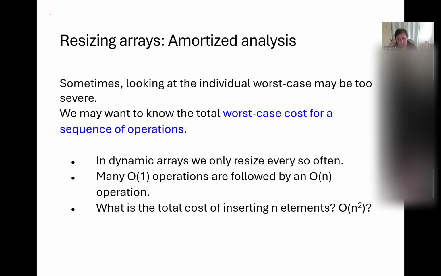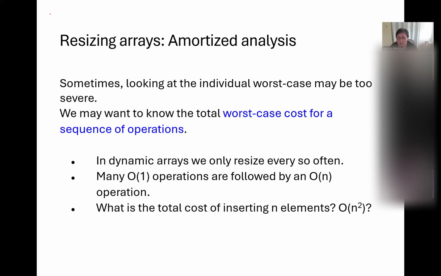But if I'm doubling, something interesting happens here. We will now talk about a very important concept, which is called amortized analysis, right? Sometimes looking at the individual worst case may be too severe. So what is the worst case of adding an element at the end of the dynamic array? The worst case is when it's full and we need to copy n elements into a new space.